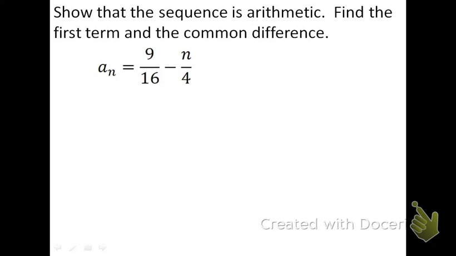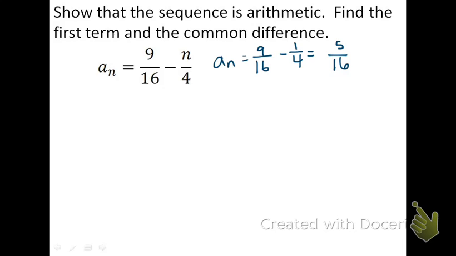So let's do this one. We want to show that this sequence is arithmetic, and find the first term and the common difference. We're going to do this the same way we did before. To find the first term, we have 9 over 16 minus 1 over 4, which is the same as 9 over 16 minus 4 over 16, which just gives us 5 over 16. So our first term is 5/16.